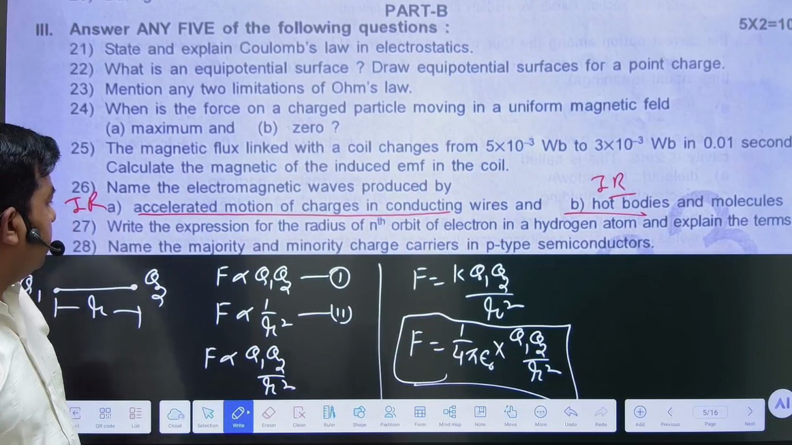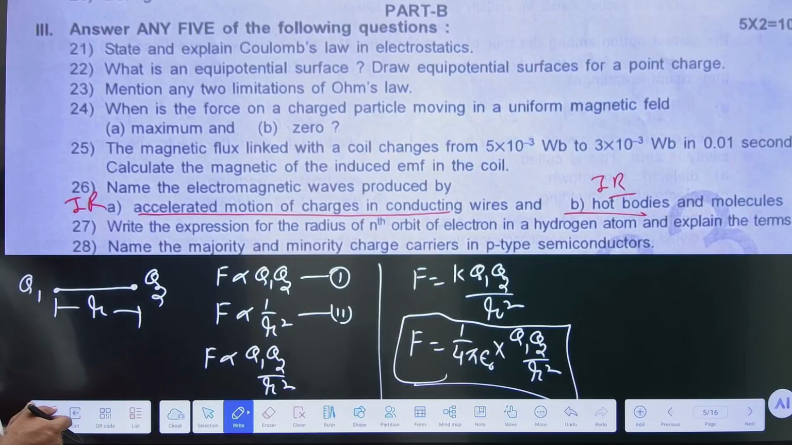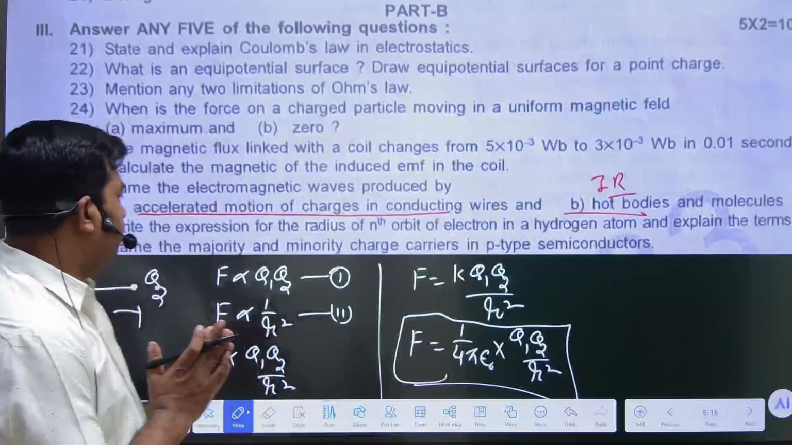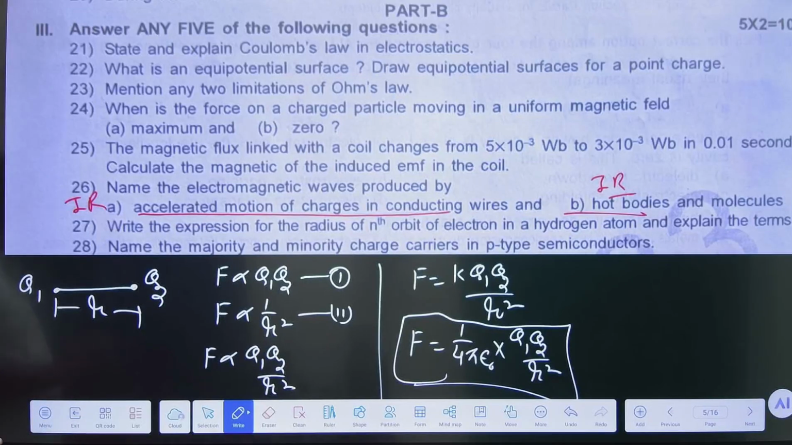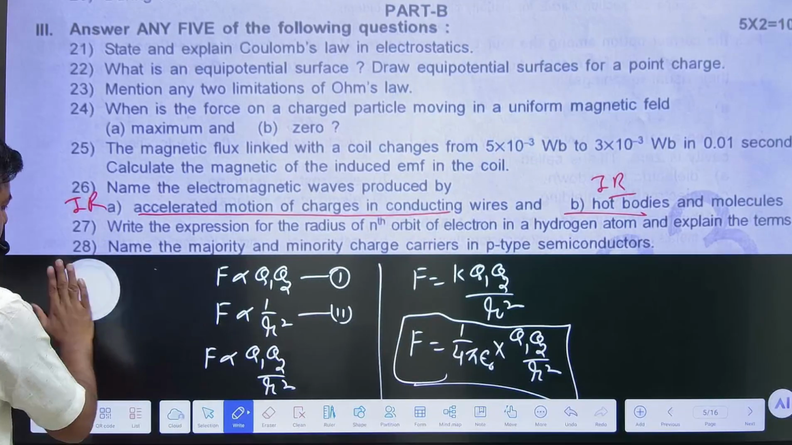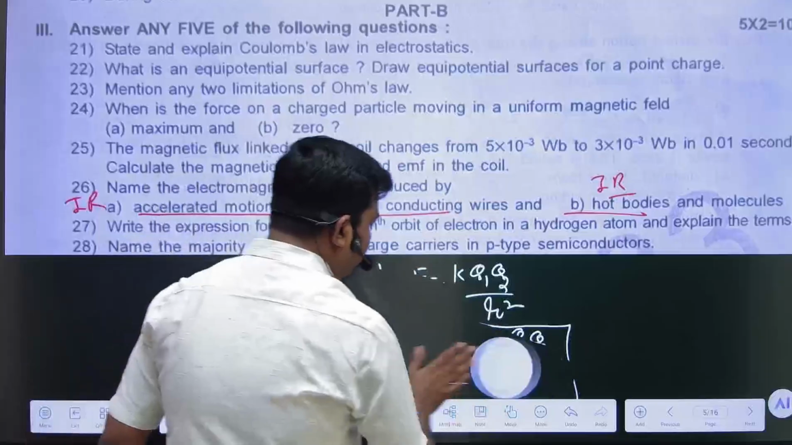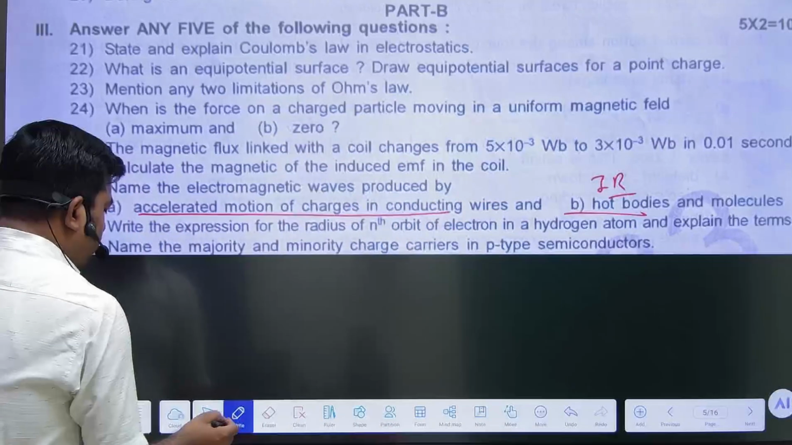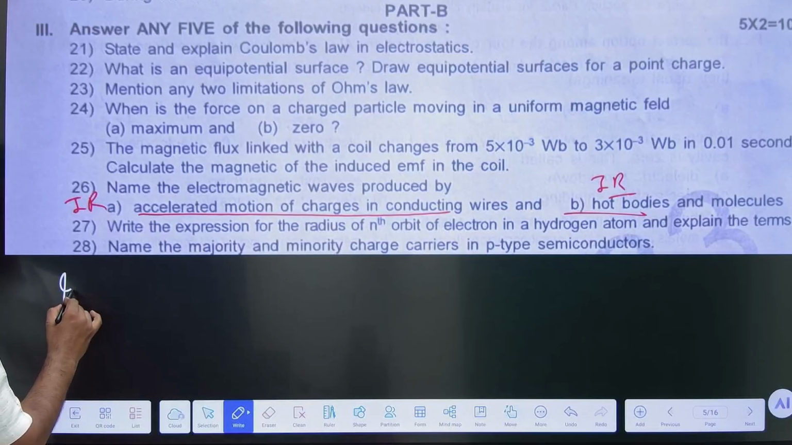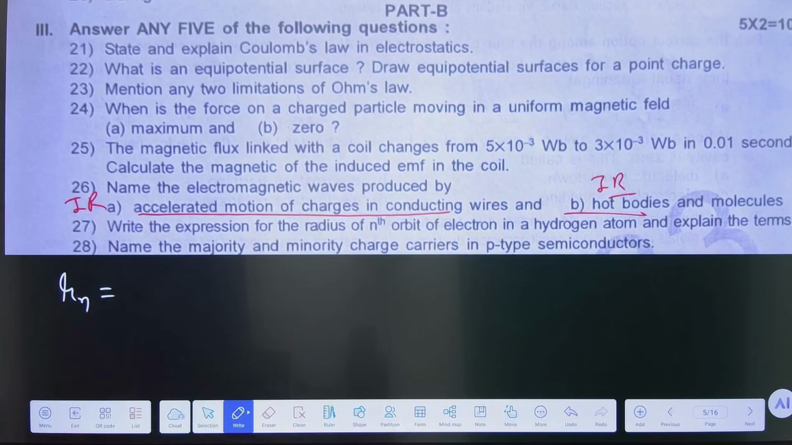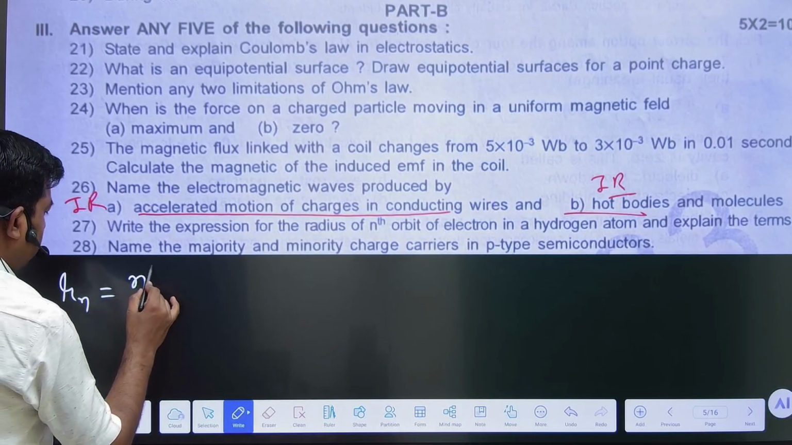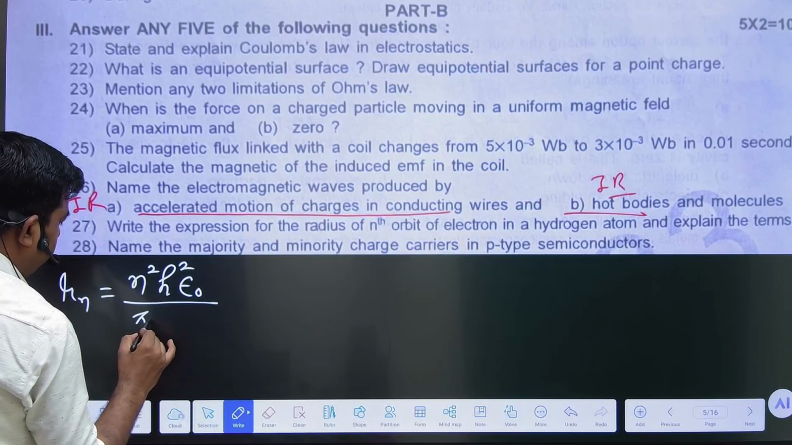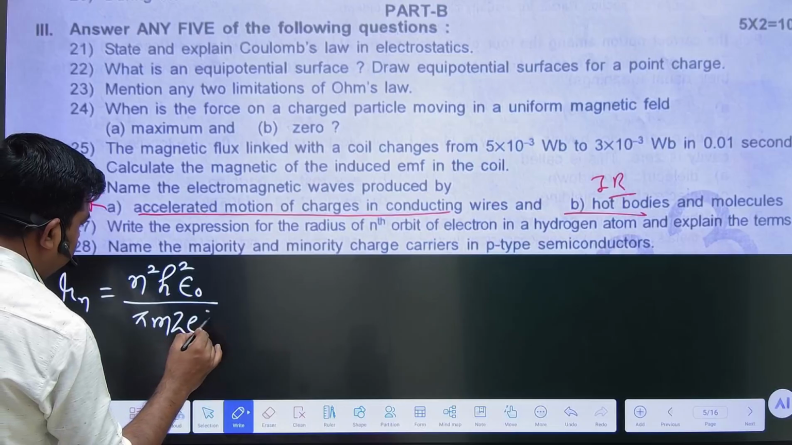Next one is: write the expression for radius of nth orbit of electron in hydrogen atom. Explain the terms. We have to calculate here in the nth orbit what is the radius. So we write here the radius in the nth orbit of hydrogen atom, and it is what? The value of radius in the nth orbit of hydrogen atom, Rn, is equal to n square h square epsilon naught divided by pi m z e square.